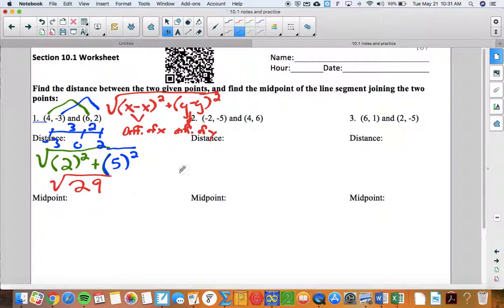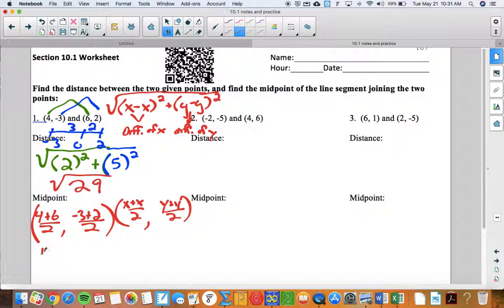So we're going to add the x's and divide by 2 and add the y's and divide by 2. You're finding the middle or the average of the x's. So the average of the x's is 4 plus 6 divided by 2, and the average of the y's would be negative 3 plus 2 divided by 2. Clean up the tops first. So we get 10 over 2 for your x midpoint and negative 1 over 2 for your y midpoint. That's the same as 5 comma negative 0.5. That's how we do it.